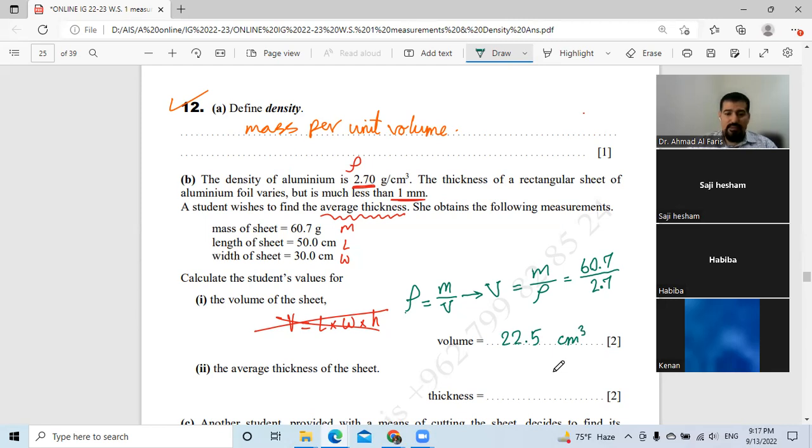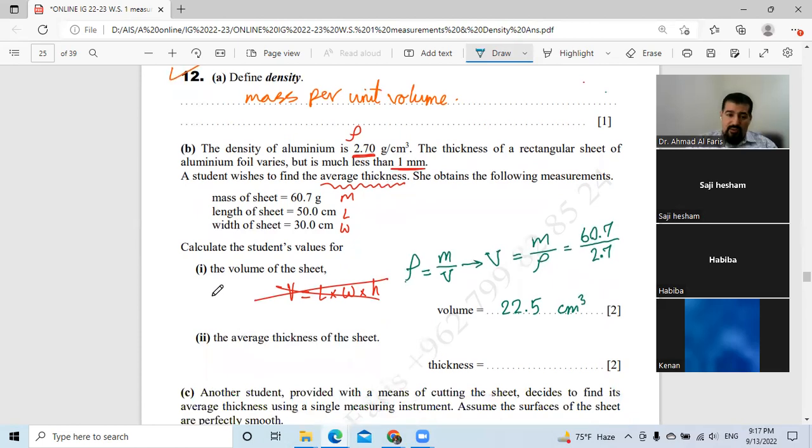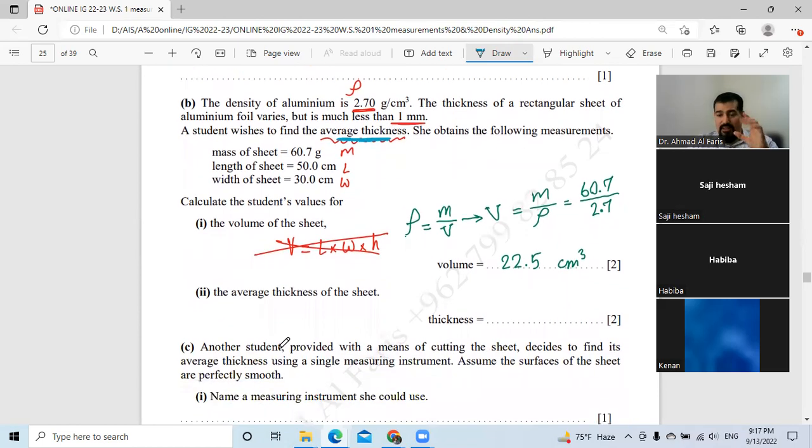Tamam. 2 easy marks. Sometimes you have to be clever, or sometimes you have to notice that they didn't give us the thickness. Okay, I have another way to find out the volume. Now they ask about the thickness. Look here, the average thickness. It's not constant thickness, it's the average thickness of this sheet.